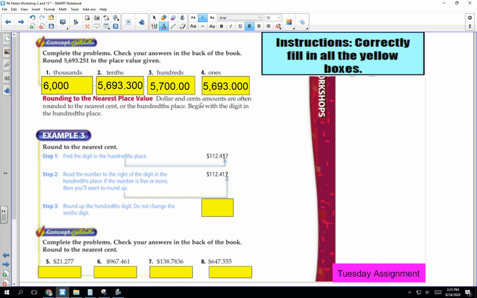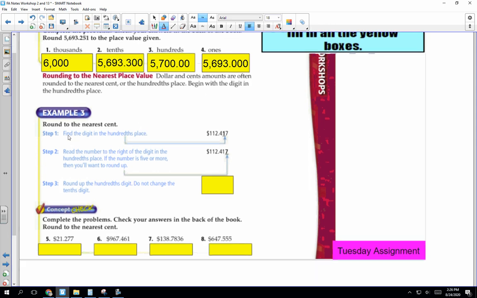Okay. Dollar or cent amounts are often rounded to the nearest cent or the hundredths place. So if you are rounding to the nearest penny or to the nearest cent, that's the hundredths place. That's this guy right here, 2 to the right of the decimal. Begin with the digit in the hundredths place, which is this for us in this $112 and 417 thousandths of a cent.